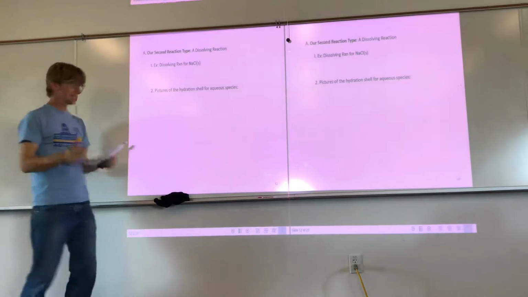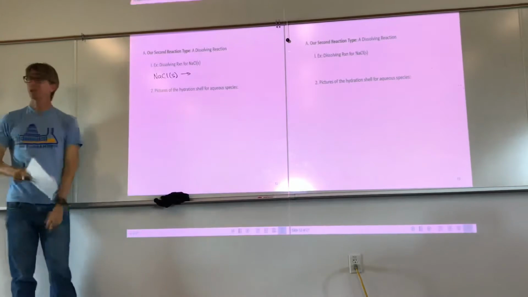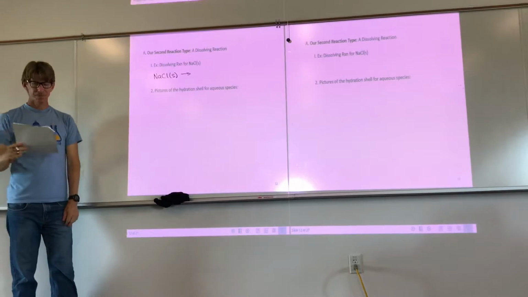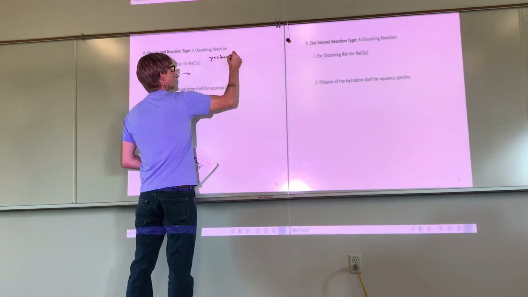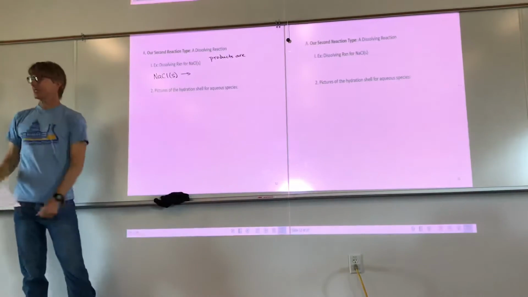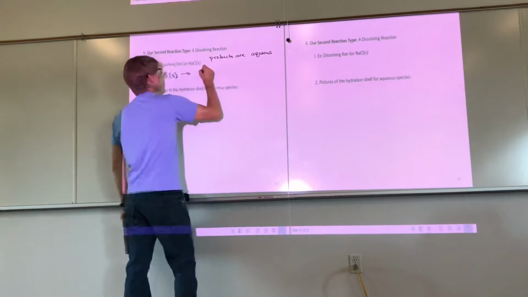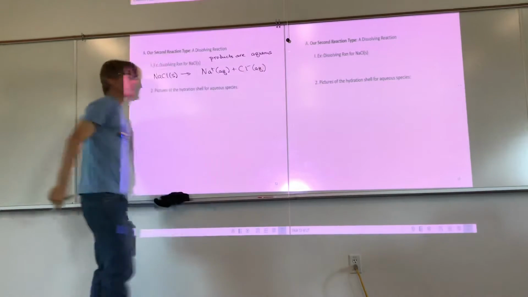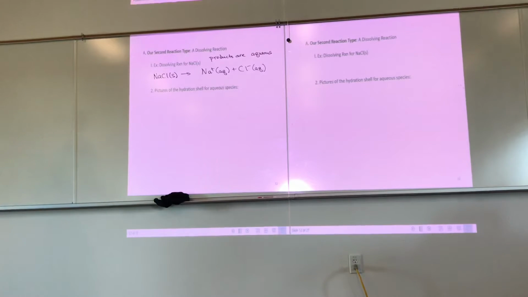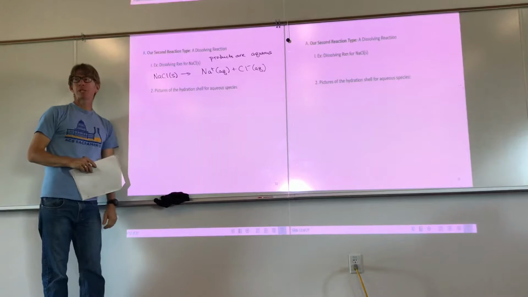Dissolving reaction for sodium chloride solid. Take sodium chloride solid as the reactant. The species on the product side are aqueous. In this particular case, because sodium chloride, when it dissolves, becomes sodium plus and chloride minus, and those two are in the aqueous phase. Does anybody know what the aqueous phase means?